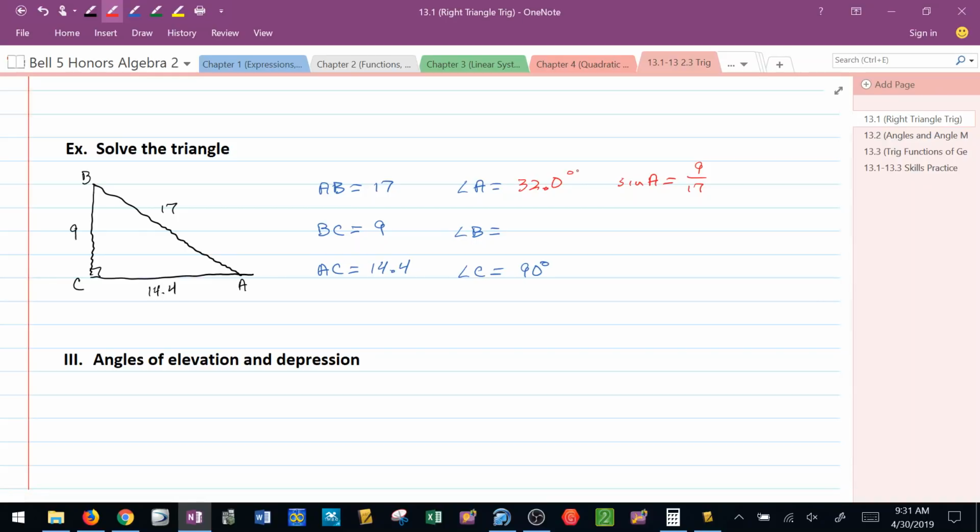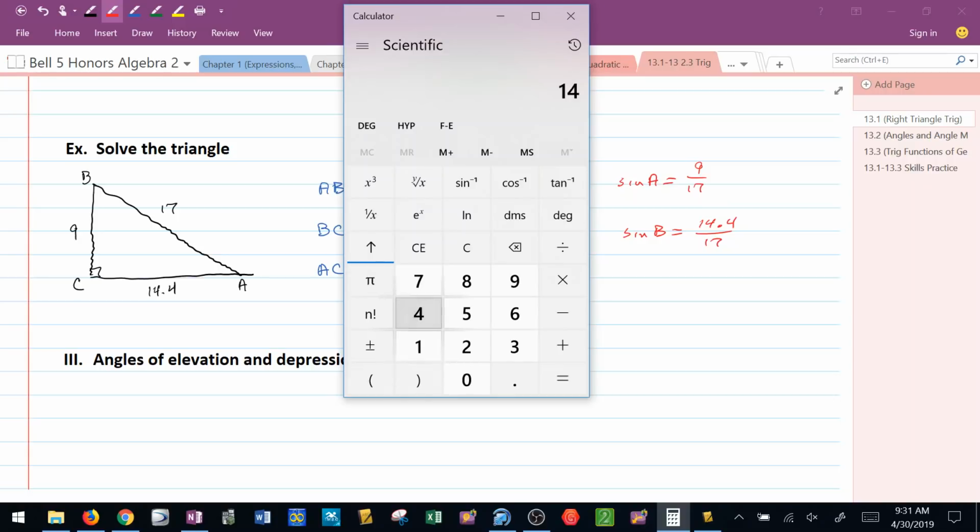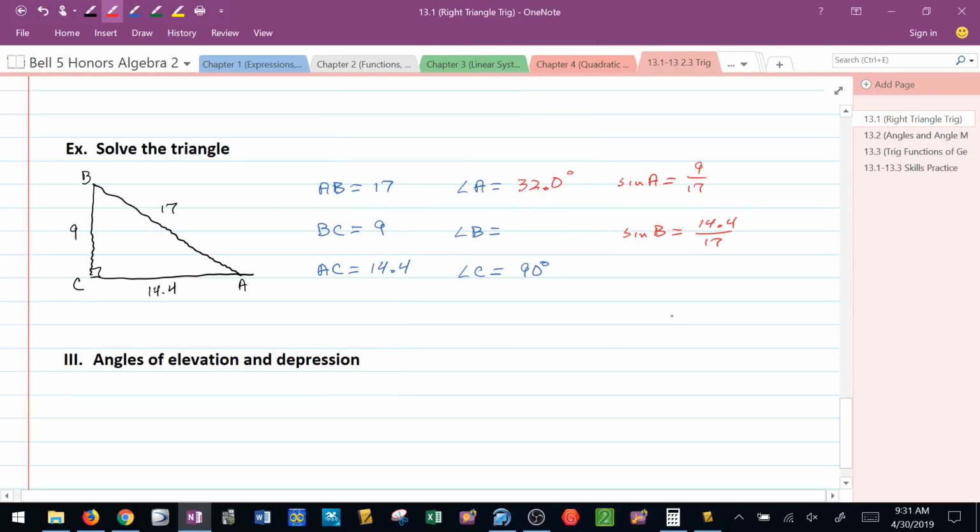All right, angle B, let's see. To do angle B, let's do sine again. So the sine of angle B is equal to 14.4 over 17. Again, go to my handy dandy calculator. I'm going to take 14.4 divided by 17, get that answer, and then take the inverse sine of that. And I get 57.9.